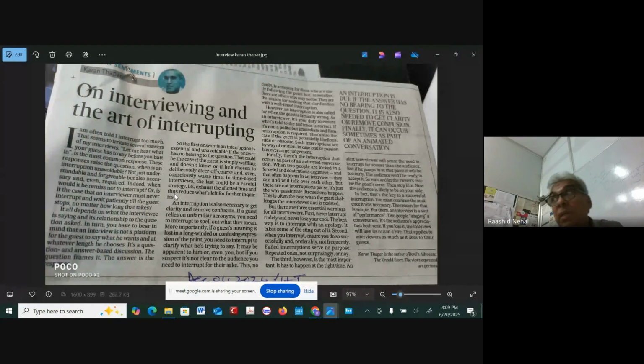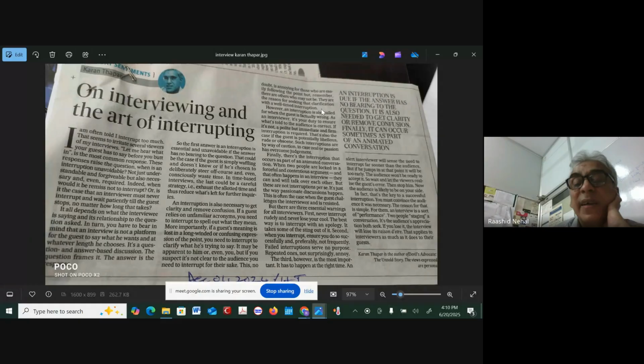So communication is sometimes a kind of performance. Sometimes in certain situations, communication becomes a performance. Two people staging a conversation. It is the audience's appreciation both seek. If you lose it, the interview will lose its resonance. That applies to interviewers as much as it does to their guests. So if you do not know how to interrupt, how to intervene, the interviewer will also lose his flavor of doing proper communication, and it applies to the guest, right?